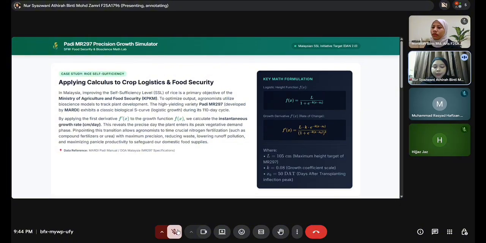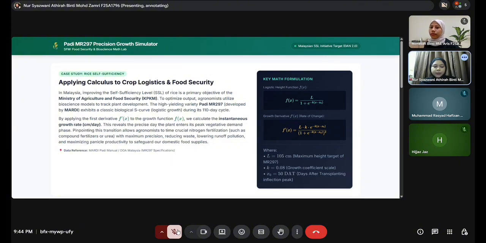So, the importance of studying this bioscience problem. Studying this bioscience problem is important for several reasons. First, it helps improve Malaysia's self-sufficiency level, or SSL, for rice production. Producing more rice locally reduces dependence on imported food. Second, understanding plant growth allows farmers to use fertilizer more effectively. This can reduce production costs and increase profits.